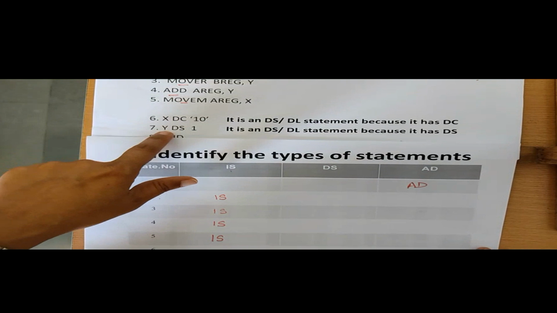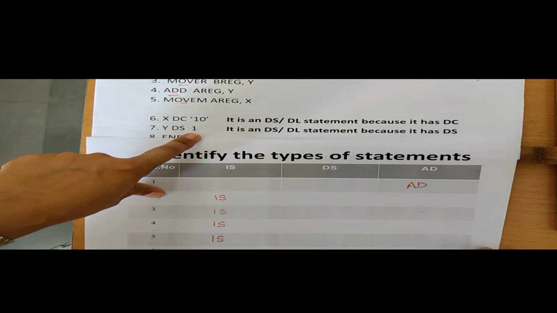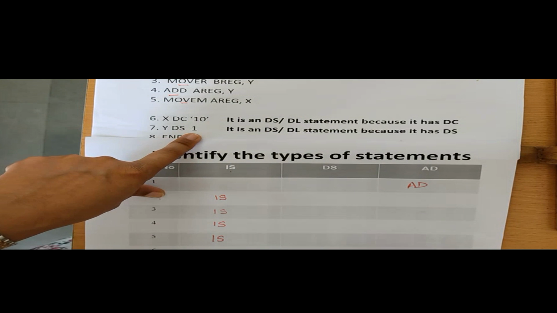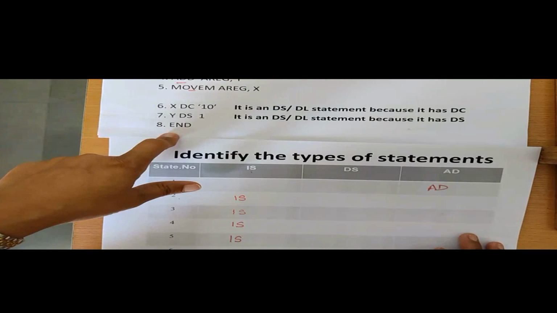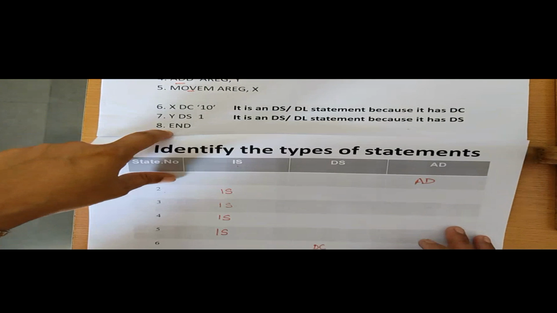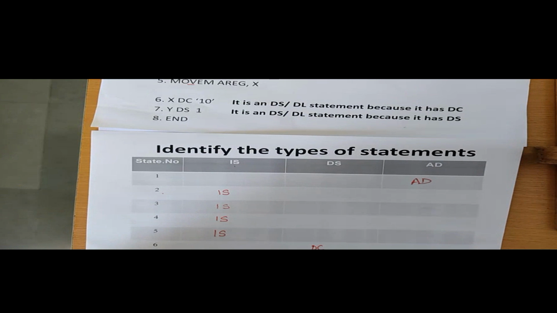What does it say? Y DS 1. Again, it is a DS or DL statement, so we shall write here DS. And the last statement, that is END. END is an assembler directive. So in number 8 we shall write AD.